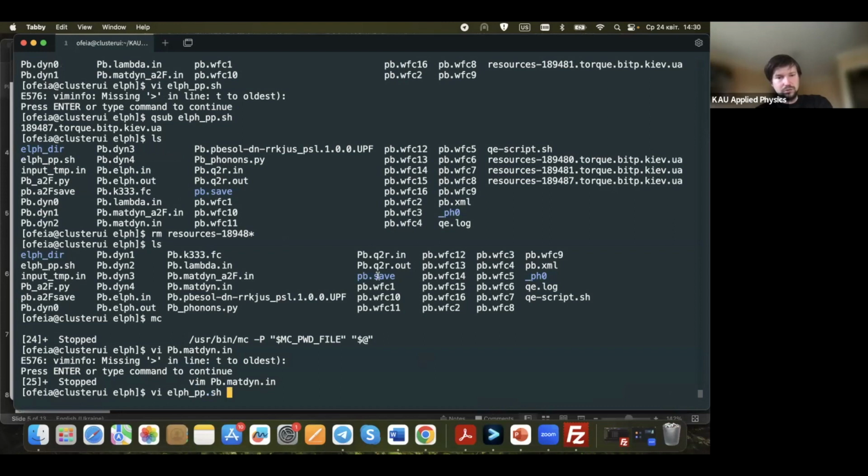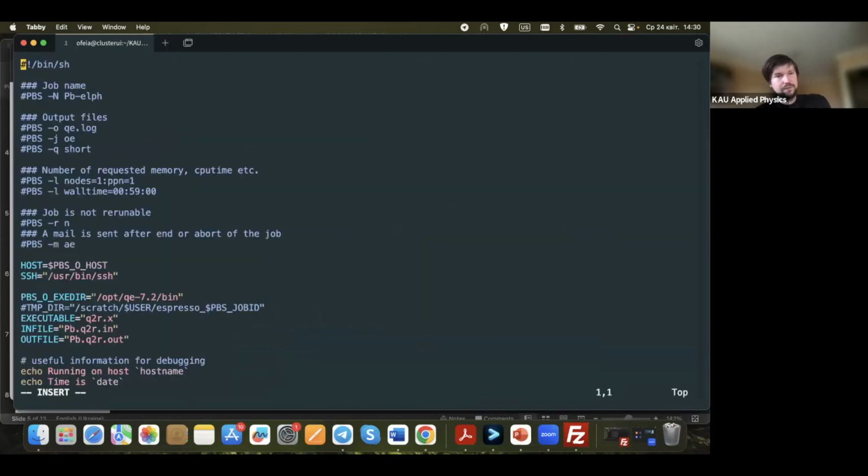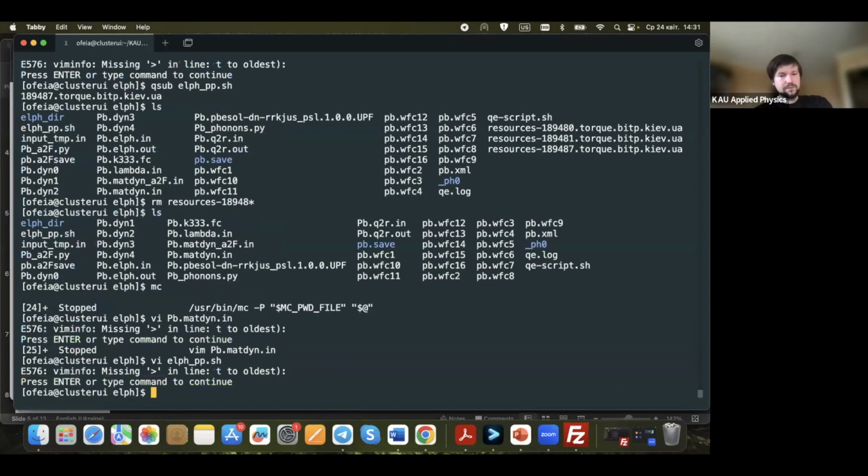I have to change slightly my script elfpp, so matdyn.x. That's the only one I had to change. It's just matdyn dynamical matrix. Then I launch it.